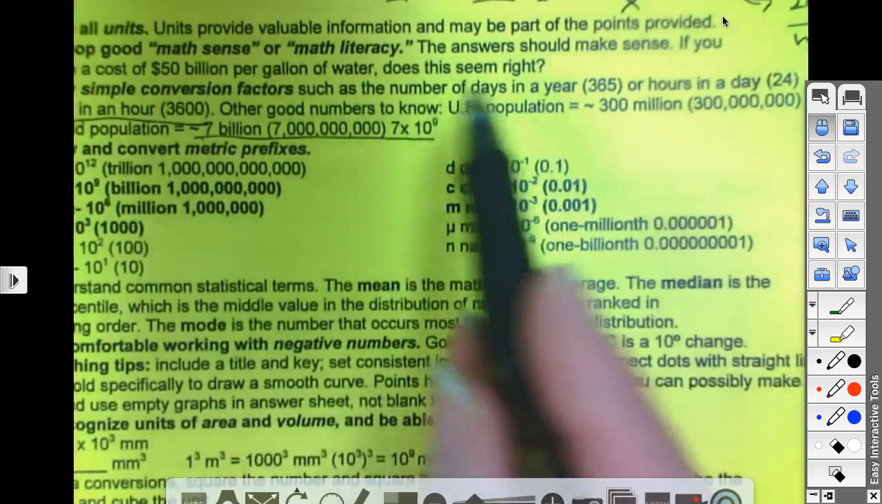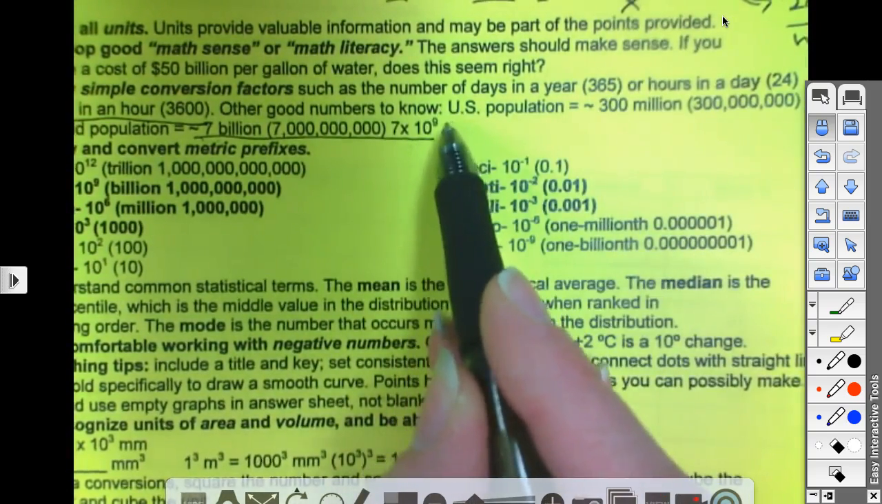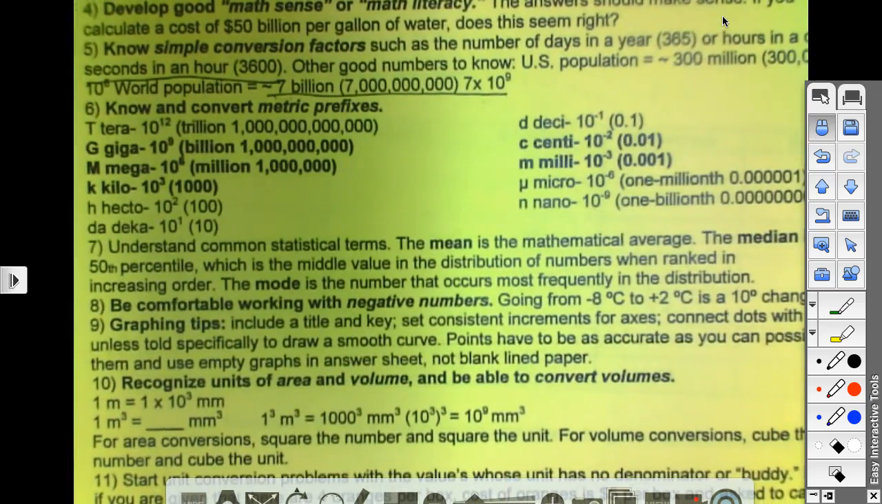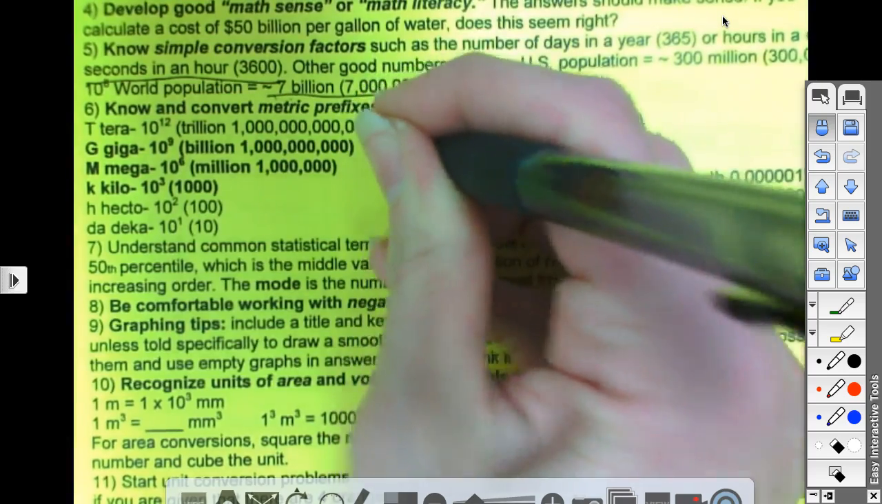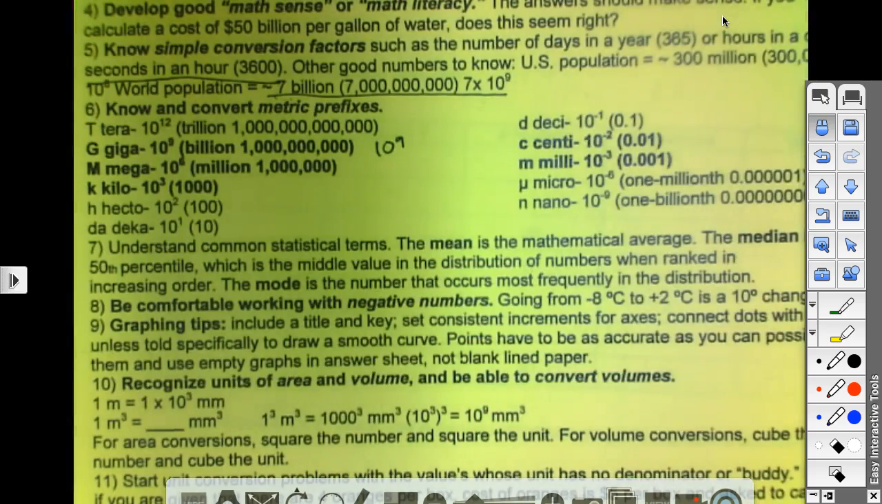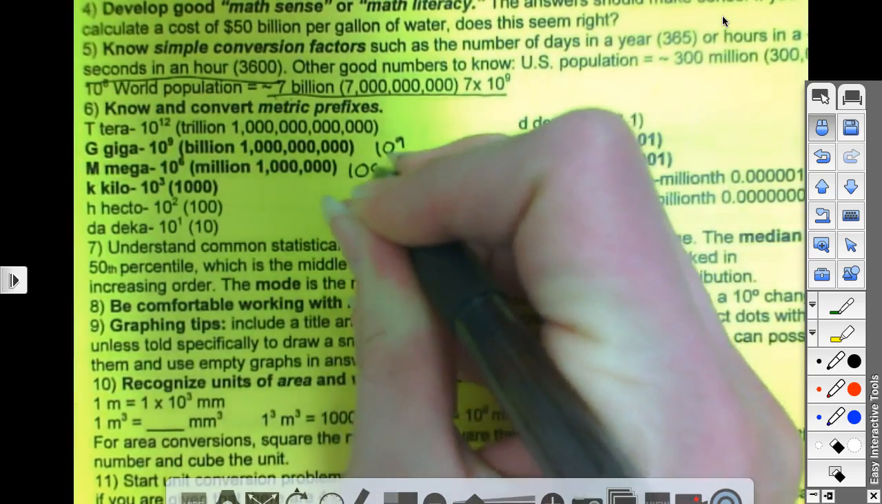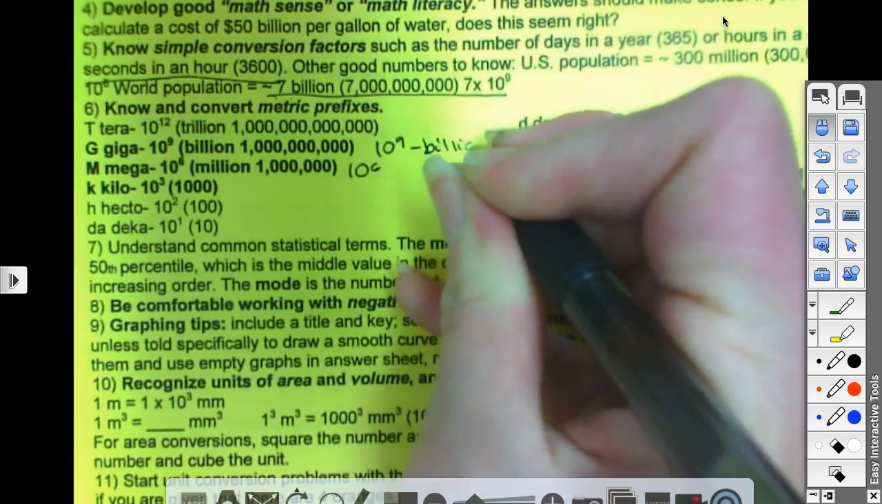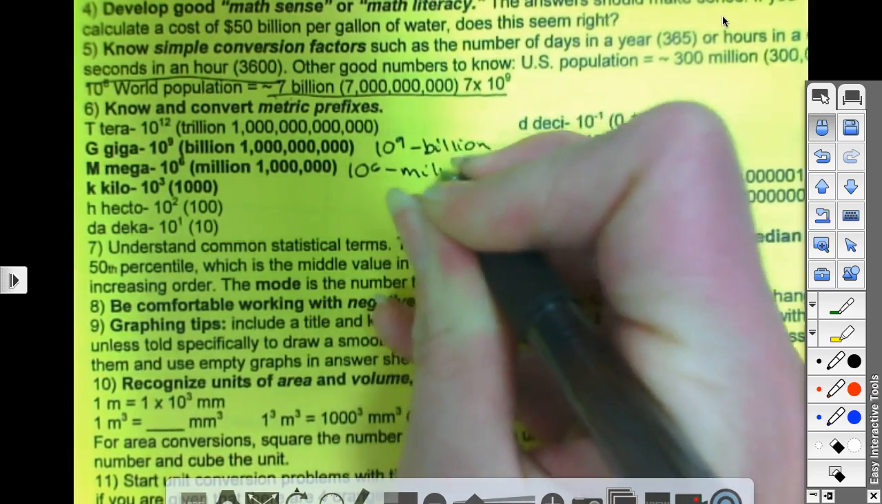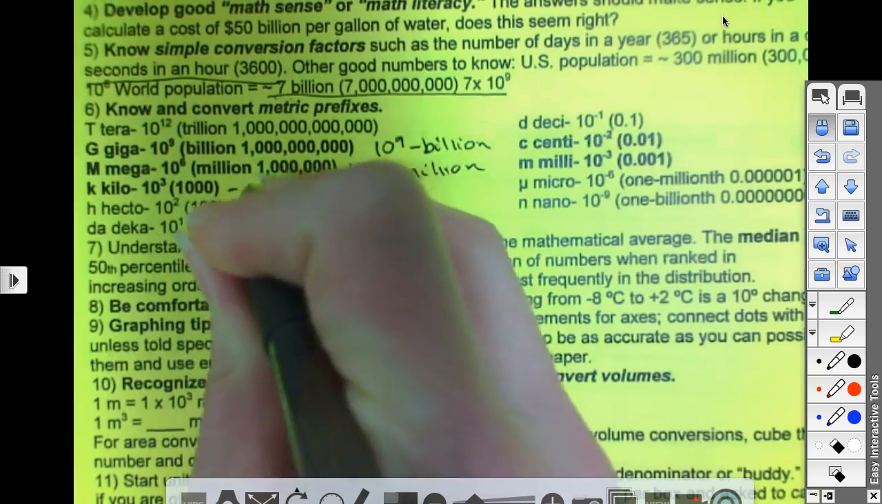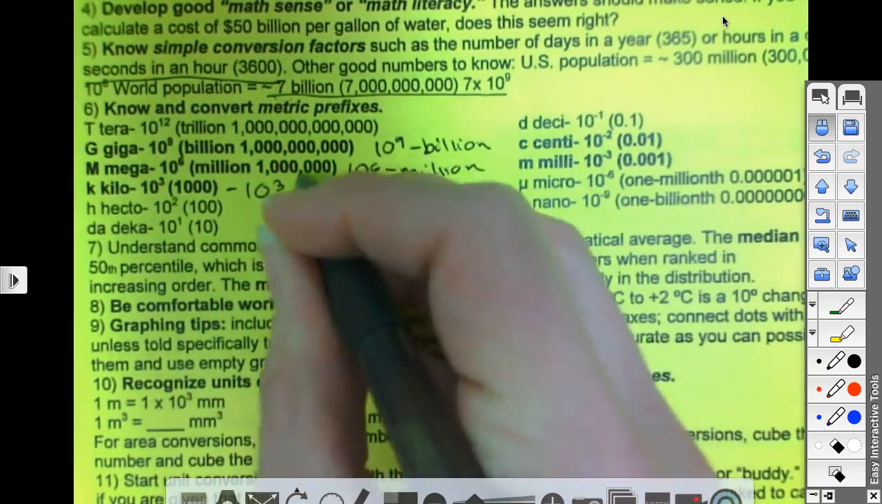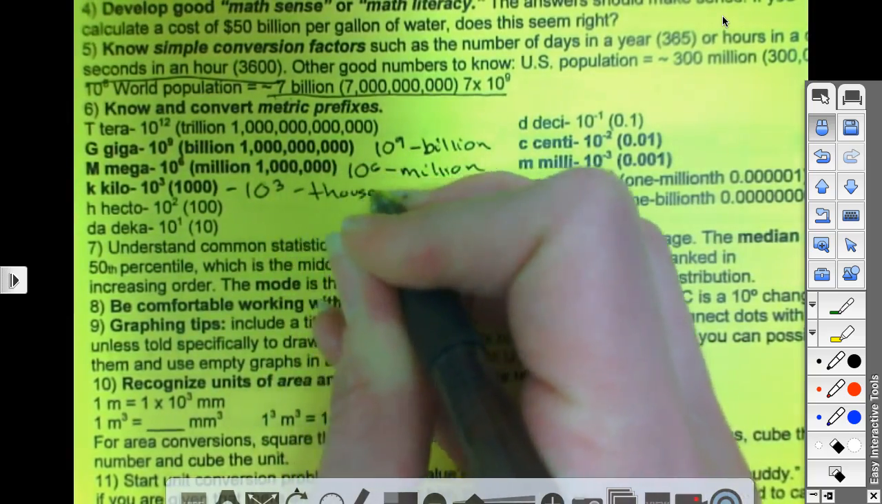Notice here that I've gone ahead and rewritten 7 billion as 7 times 10 to the 9th. You have to know some of these things. When you see billion, you ought to automatically go 10 to the 9th, like that quick. You just have to know that. So billion is 10 to the 9th. Million is 10 to the 6th. 1,000 is 10 to the 3rd. These have to be memorized. They just have to be.